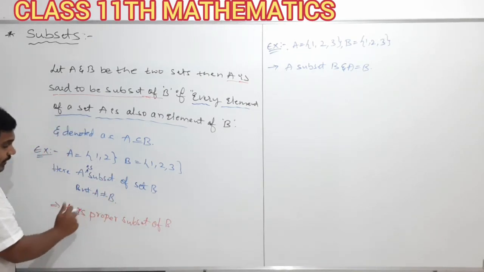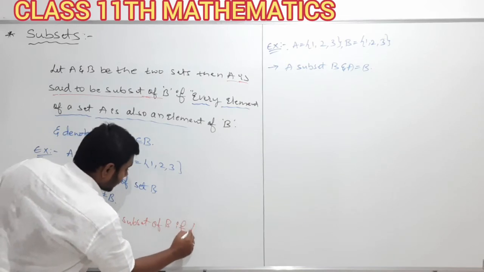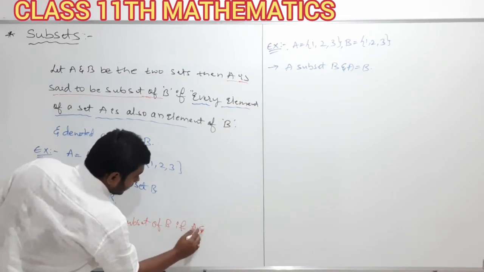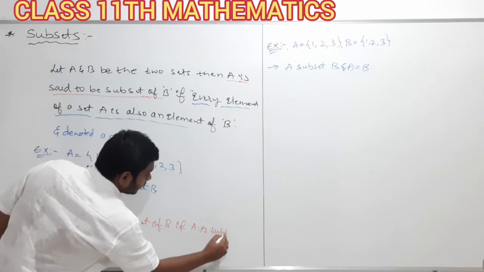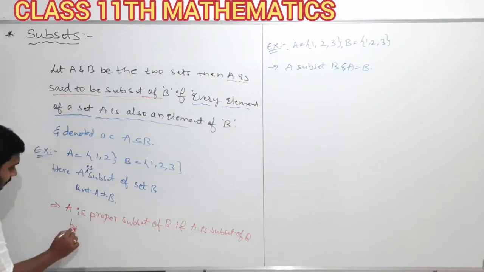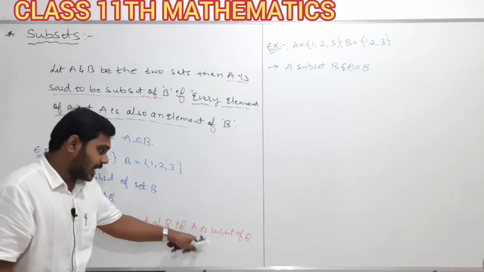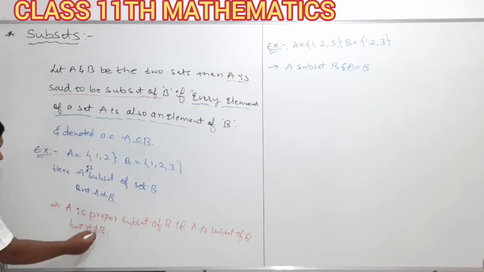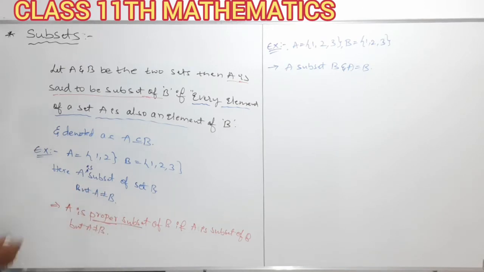In this case, we call it A is a proper subset of B if A is a subset of B, but A is not equal to B. A is a proper subset of B. If A is a subset of B, but A should not be equal to B, such a case we call a proper subset.